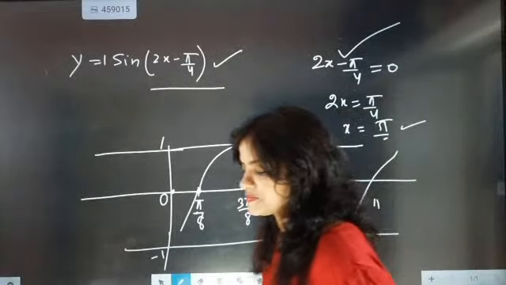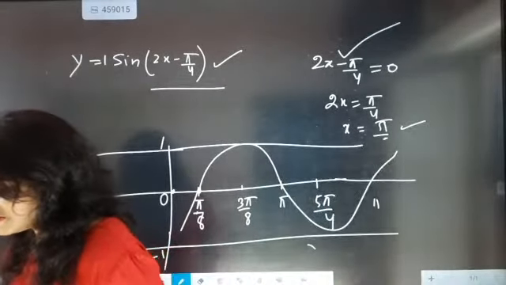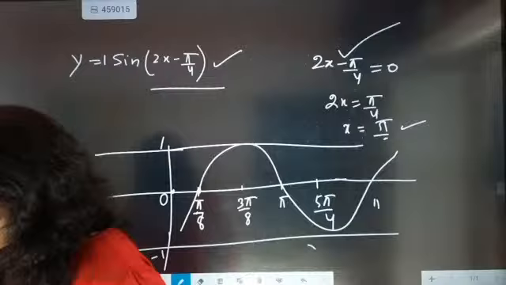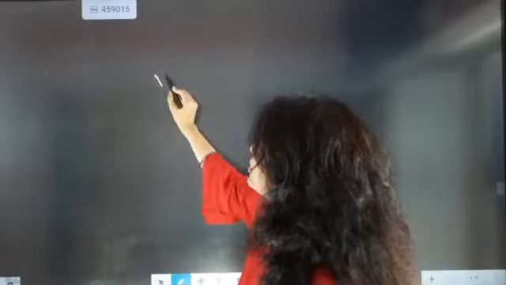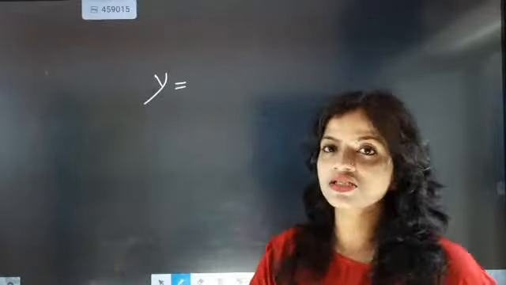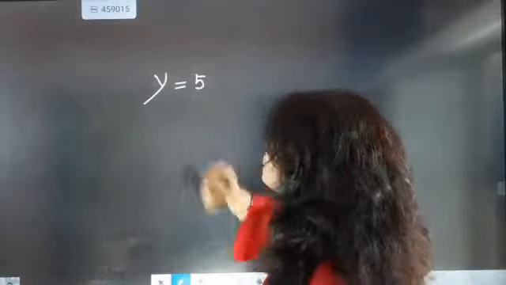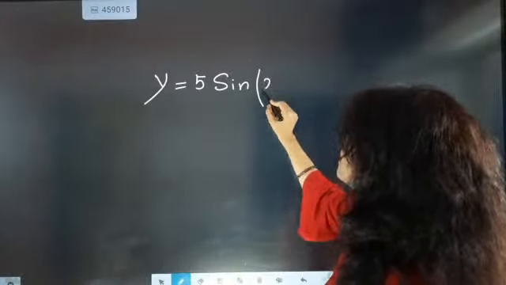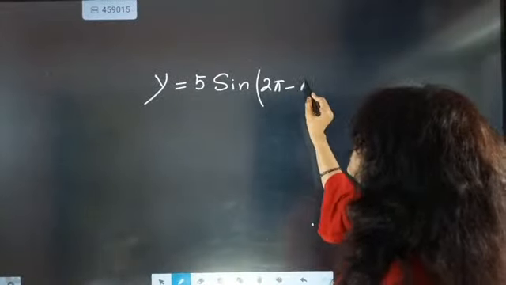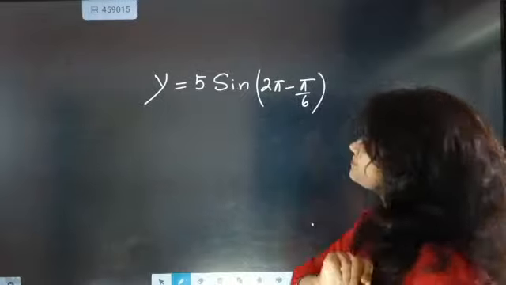Understood? Now quickly we will go for the next part. Now if they ask one last question, I hope you will be able to solve it. If they ask y equal to 5 sine(2x minus pi by 6).